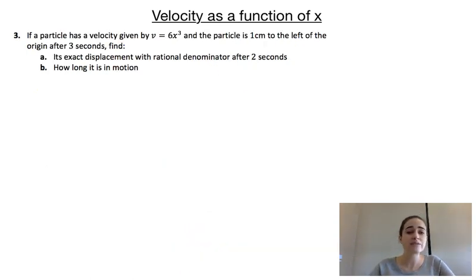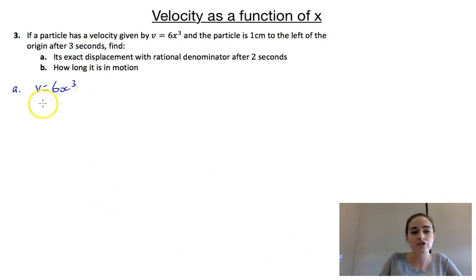Our third and last example says if a particle has velocity given by v equals 6x cubed, and the particle is 1 centimeter to the left of the origin after 3 seconds, in part A we want to find its exact displacement after 2 seconds, and we want to make it have a rational denominator. So part A is going to be fairly similar to what we've been doing already. So v equals 6x cubed, which means that dx/dt is equal to 6x cubed.